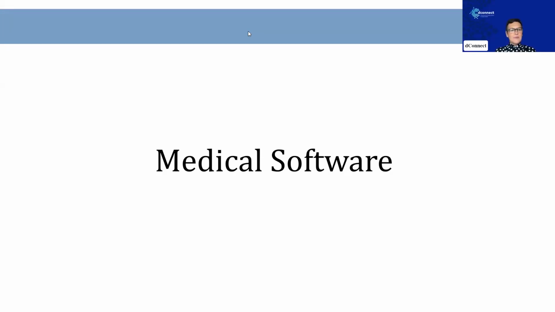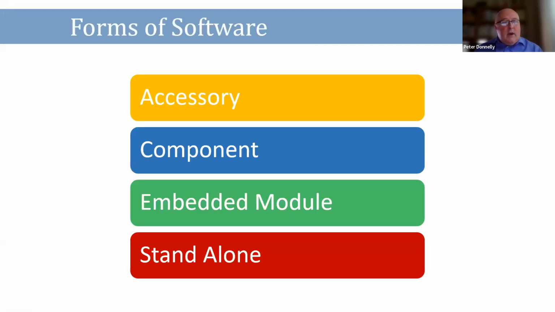Okay, Peter, I'll ask you to move on now to your next section, which is software as a medical device. Okay, well, I'm going to go through this very quickly, but I do recognize a number of people are involved in digital health, so this is relevant for them. We have to consider the different forms of software. I'm old enough to remember when the regulators first said that a software application, even if it's standalone, if it performs the functions in that definition of a medical device, then it is a medical device.